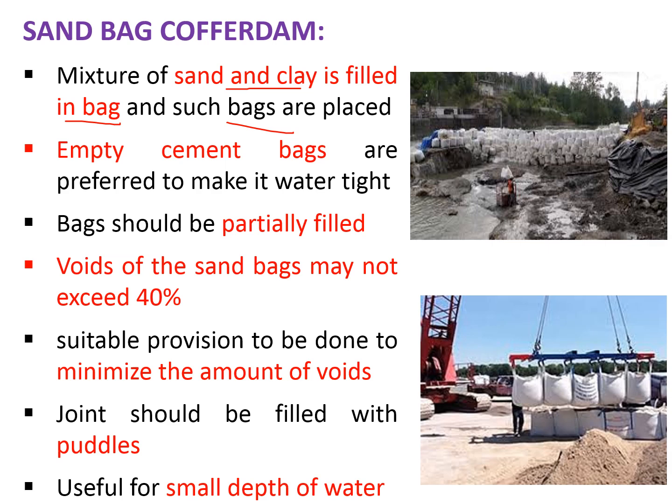So generally empty cement bags are used to make it watertight, because cement is a binding material, and these bags can be partially filled, and the voids of the sandbag may not exceed 40%, because there would be larger voids that may be present between the sandbags. So suitable provision is to be done to minimize the amount of voids, and all the joints can be filled with the help of puddle, and generally it is used for the small depth of water.